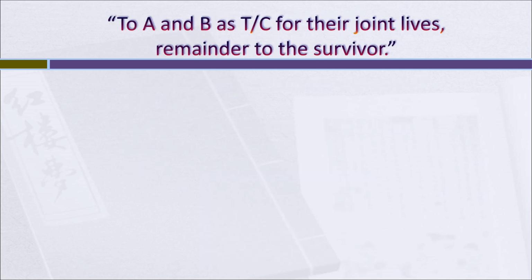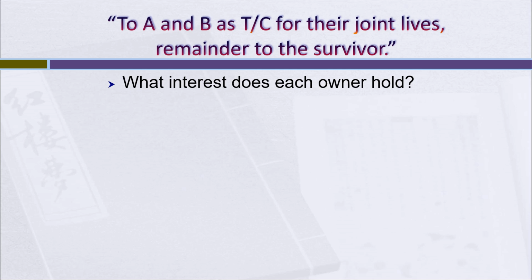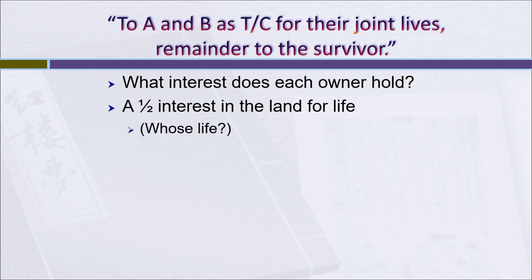Let's take a closer look at the second of the two forms of conveyance on the previous slide. That's the one that said to A and B as tenants in common for their joint lives, remainder to the survivor. What interest does each owner hold under that form of conveyance? Well, the first thing that each of them has is a half interest in the land by way of a life estate, or in other words, for life. But whose life is the measuring life? Well, it says their joint lives, which means as long as they're both alive. So as a practical matter, the life estate will end when the first of the two to die passes away. In other words, it's a life estate for the life of the first to die.